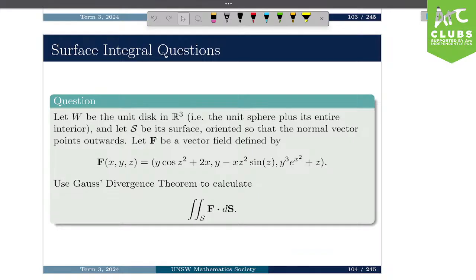So let W be the unit disk in R3. When we say unit disk, that's just the unit sphere plus the entire interior, or the unit ball plus its boundary. Then let S be its surface, oriented so the normal vector points outwards. And then we have this vector field defined by this. So this one's quite a monstrosity. Now, if you wanted to try and compute the surface integral of this without using the divergence theorem, be my guest. But I'm not going to be doing that right now because that is a lot of work. So we'll just apply the divergence theorem and see how easily this simplifies.